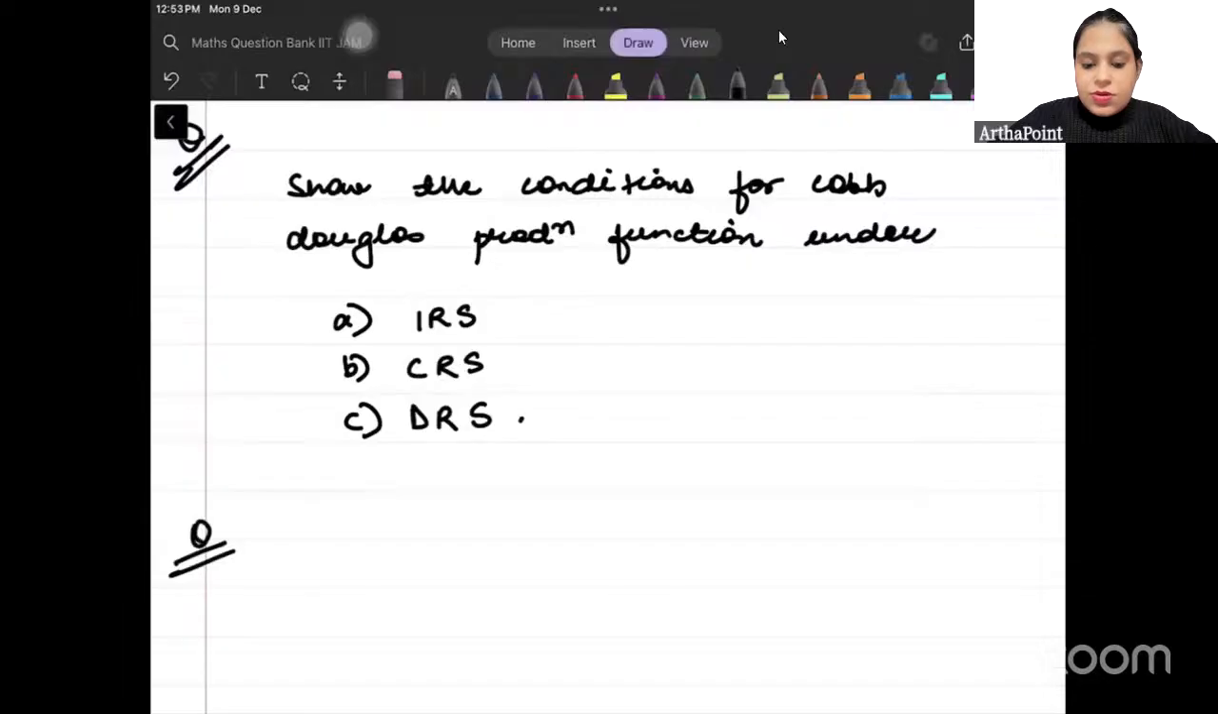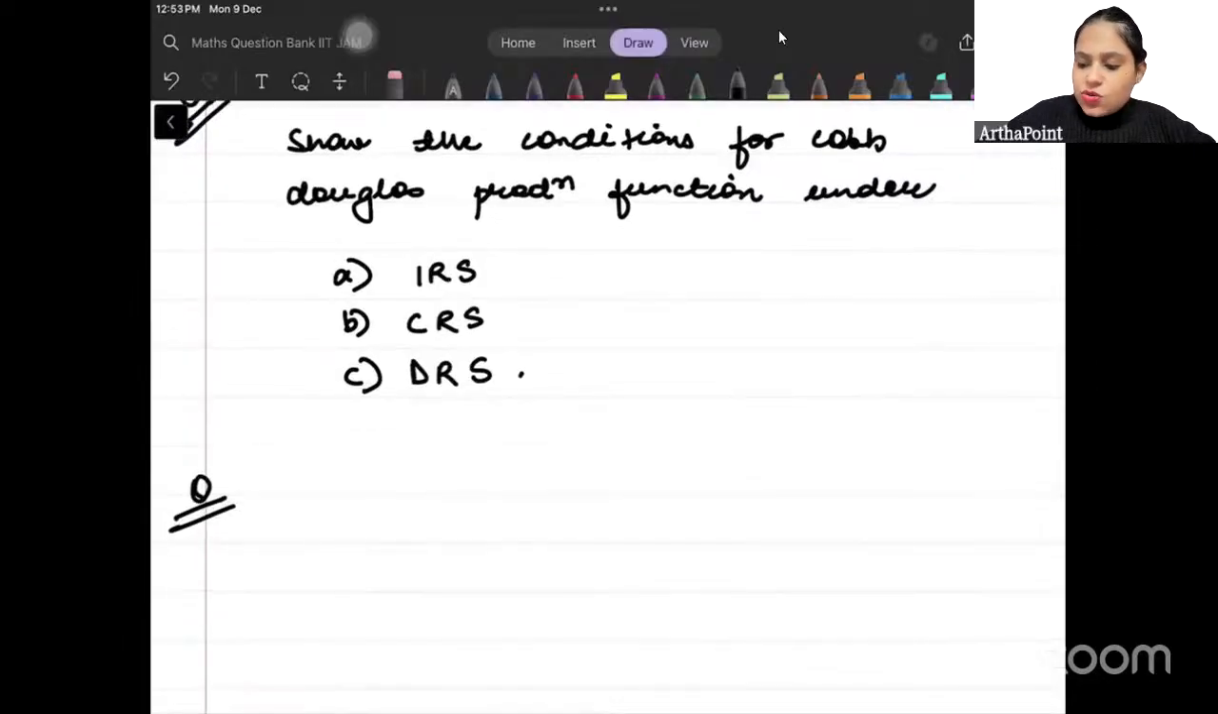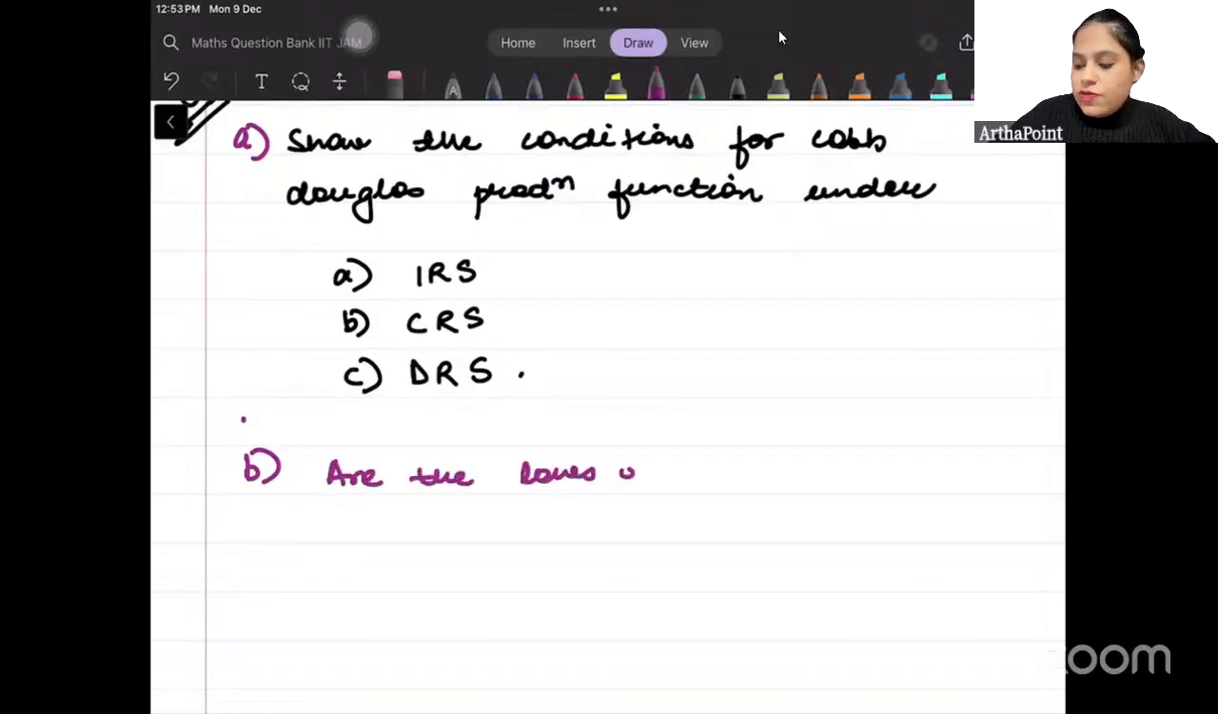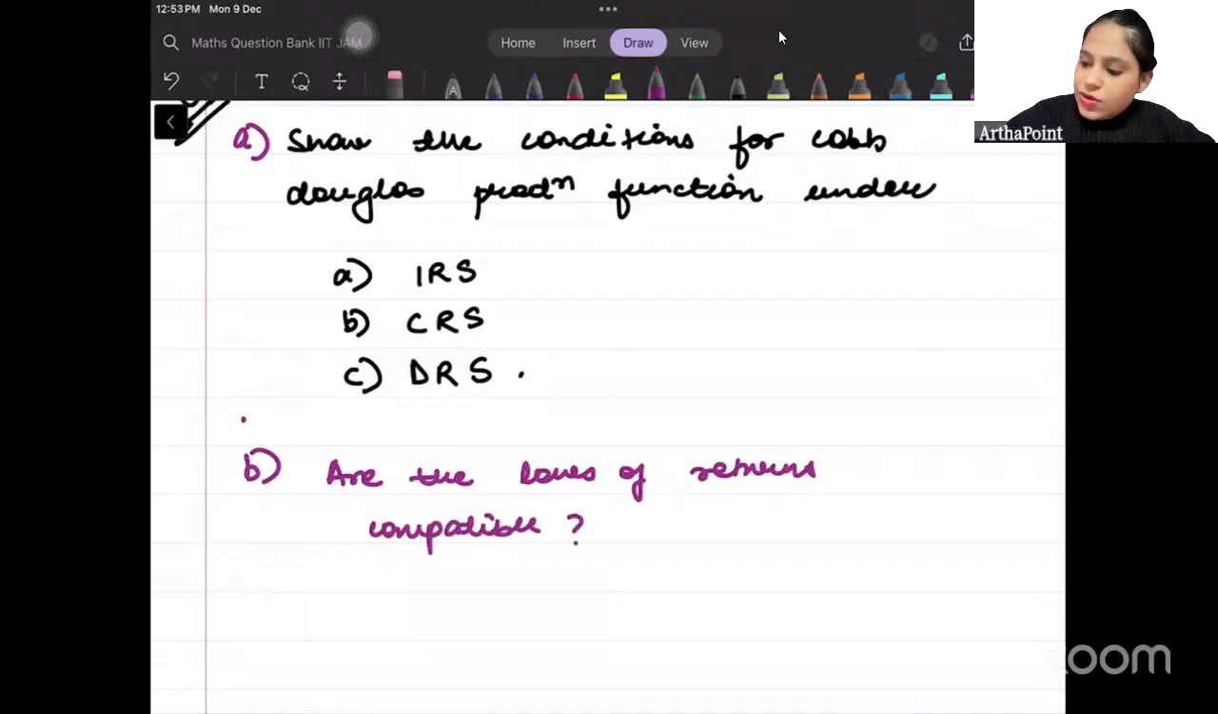The second question is a second part of this question only. I can write this as A and B. Are the laws of returns compatible? Together, this is a 5 marks question. So it is not a very long question that you have to answer. You need to answer this question very briefly. So just give it a try. Take a moment. Try to do this question yourself first. Then we'll do this together.